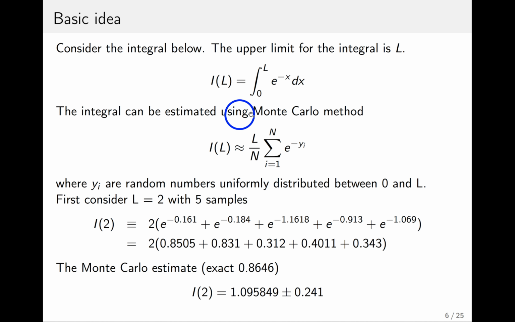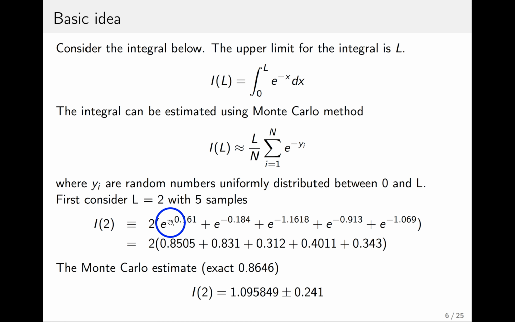So the integral can be estimated using the Monte Carlo method. If we just use uniform random numbers, this L is the volume factor that I told you about before. So I_L is L divided by N, where N is the number of Monte Carlo samples, times the sum of e to the minus y_i, where y_i is a random number uniformly distributed between 0 and L. We can first set L equals 2 with 5 samples, and here we're just looking at the numbers.